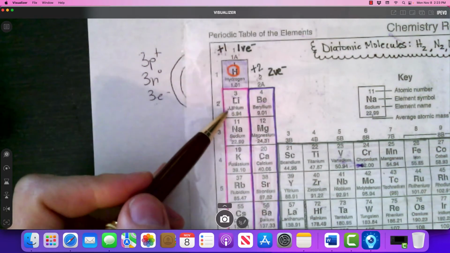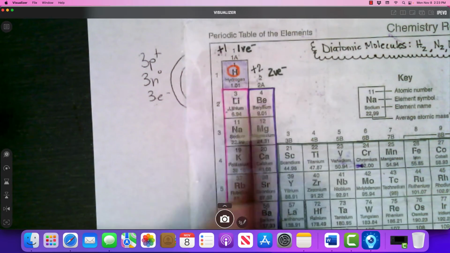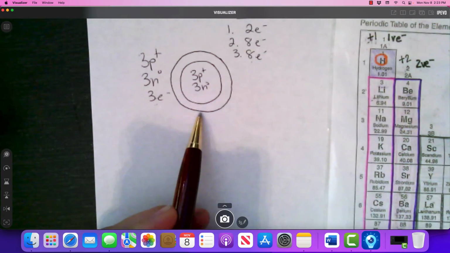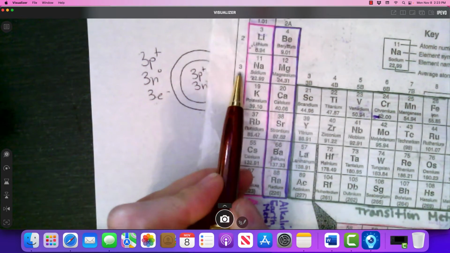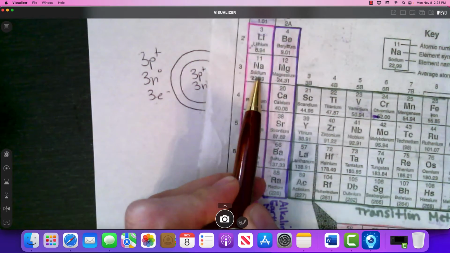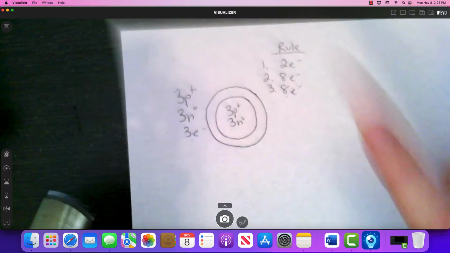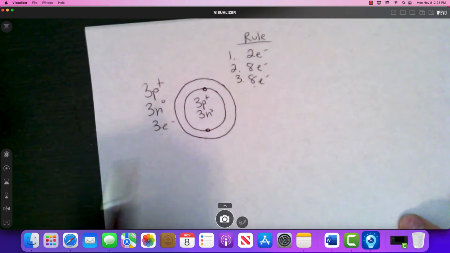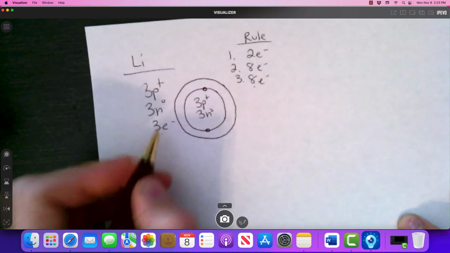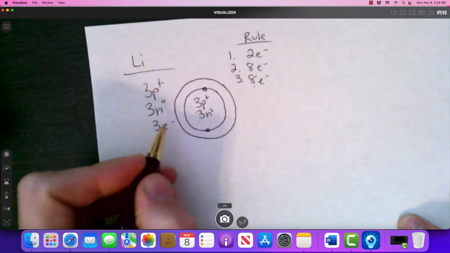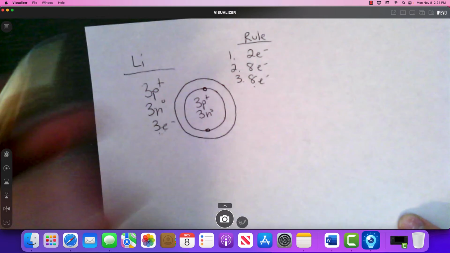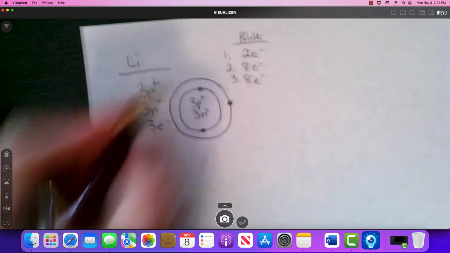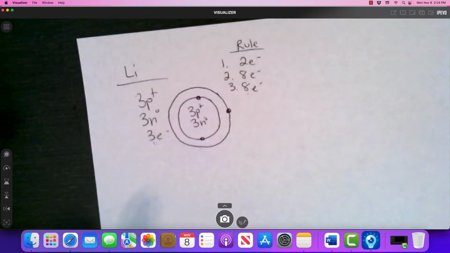How do you know how many rings to draw? Well, it depends on what row you're in. So rows go across, and because lithium is in the second row, I drew 1, 2 rings. If I was working with sodium, sodium is in the third row, so I would have drawn 3 rings. Okay, so the rule states that I can have 2 electrons in my first ring. 1, 2. Just put them anywhere on the ring. Those represent electrons. Well, lithium has a total of 3 electrons. So if I can only put 2 electrons in the first ring, that must mean that the third electron is going to go in the next ring. All right, so there's what lithium looks like in our model.